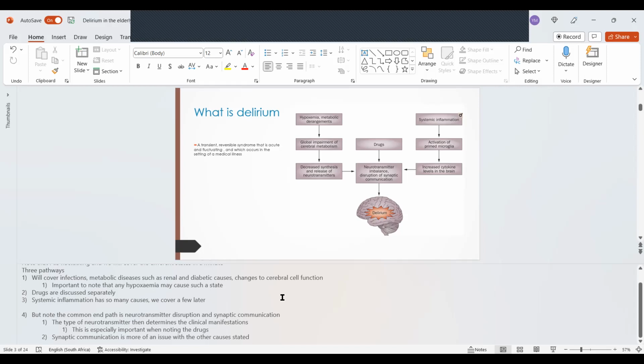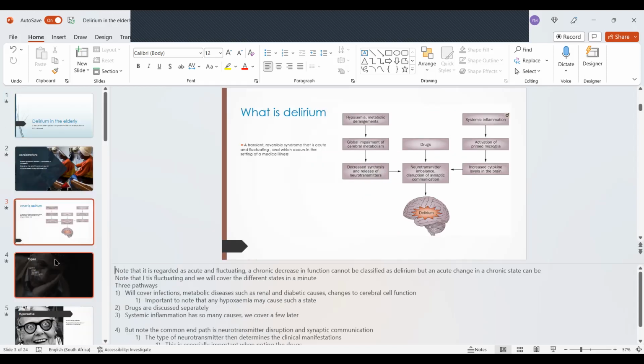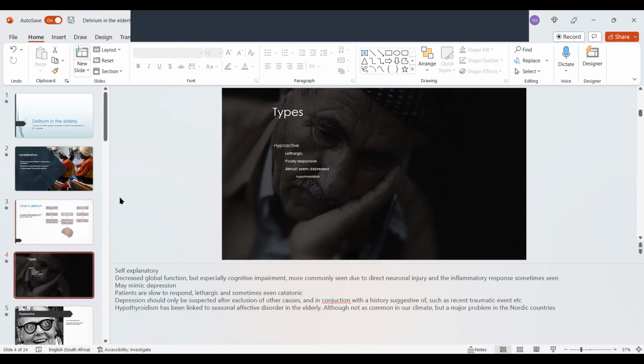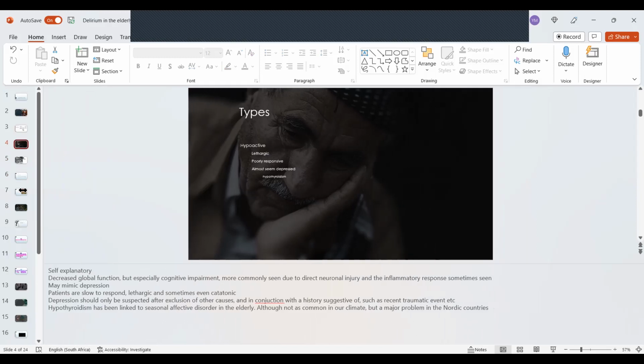But note that the common end path is neurotransmitter disruption and synaptic communication. So those get disrupted. The type of neurotransmitter then determines the clinical manifestations. So it's especially important when noting the drugs that are being taken. And synaptic communication is more of an issue with the other causes stated. So there's a lot of things that go into delirium. It's an extremely interesting topic, I must be honest. Trying to distill it a little bit.